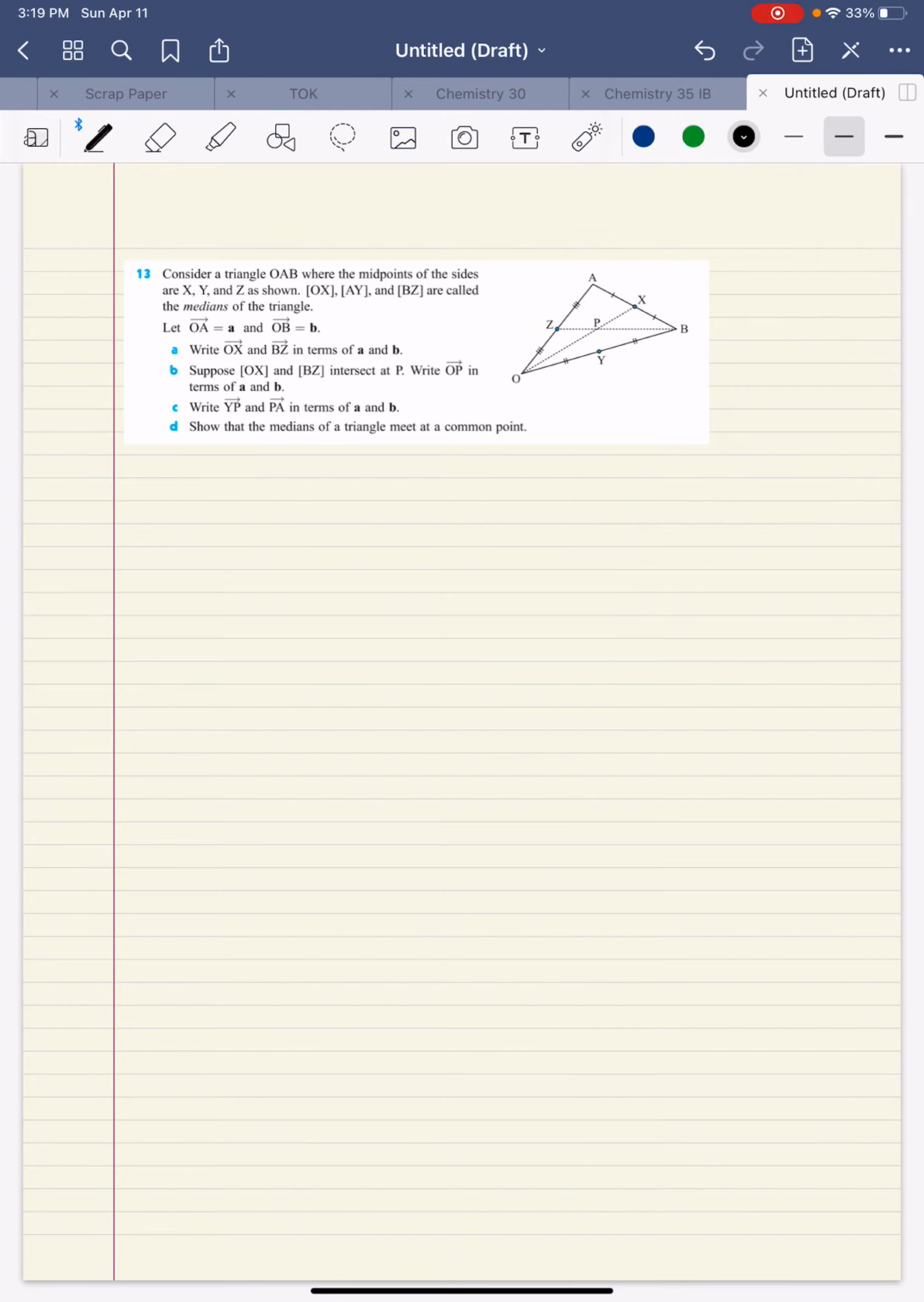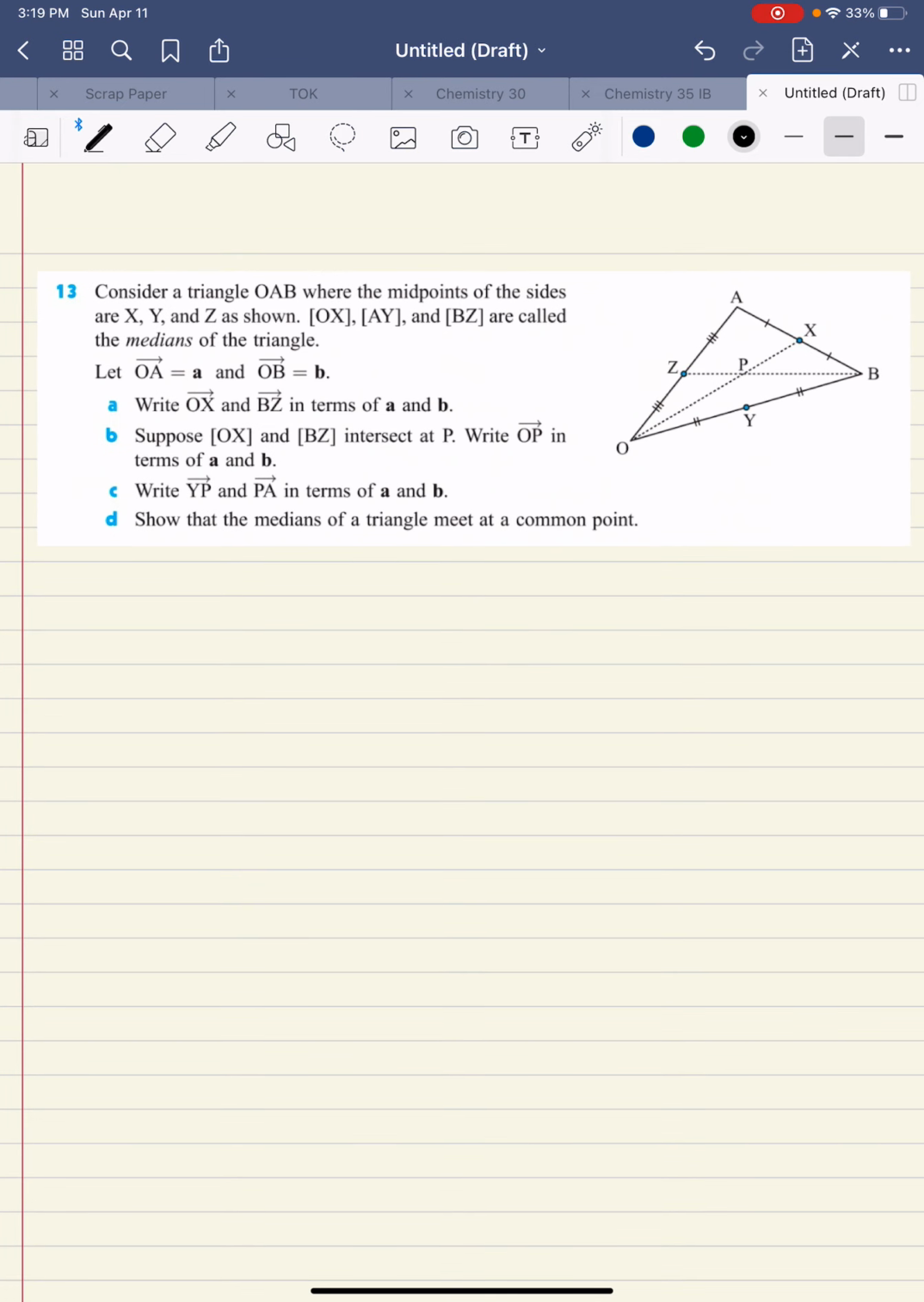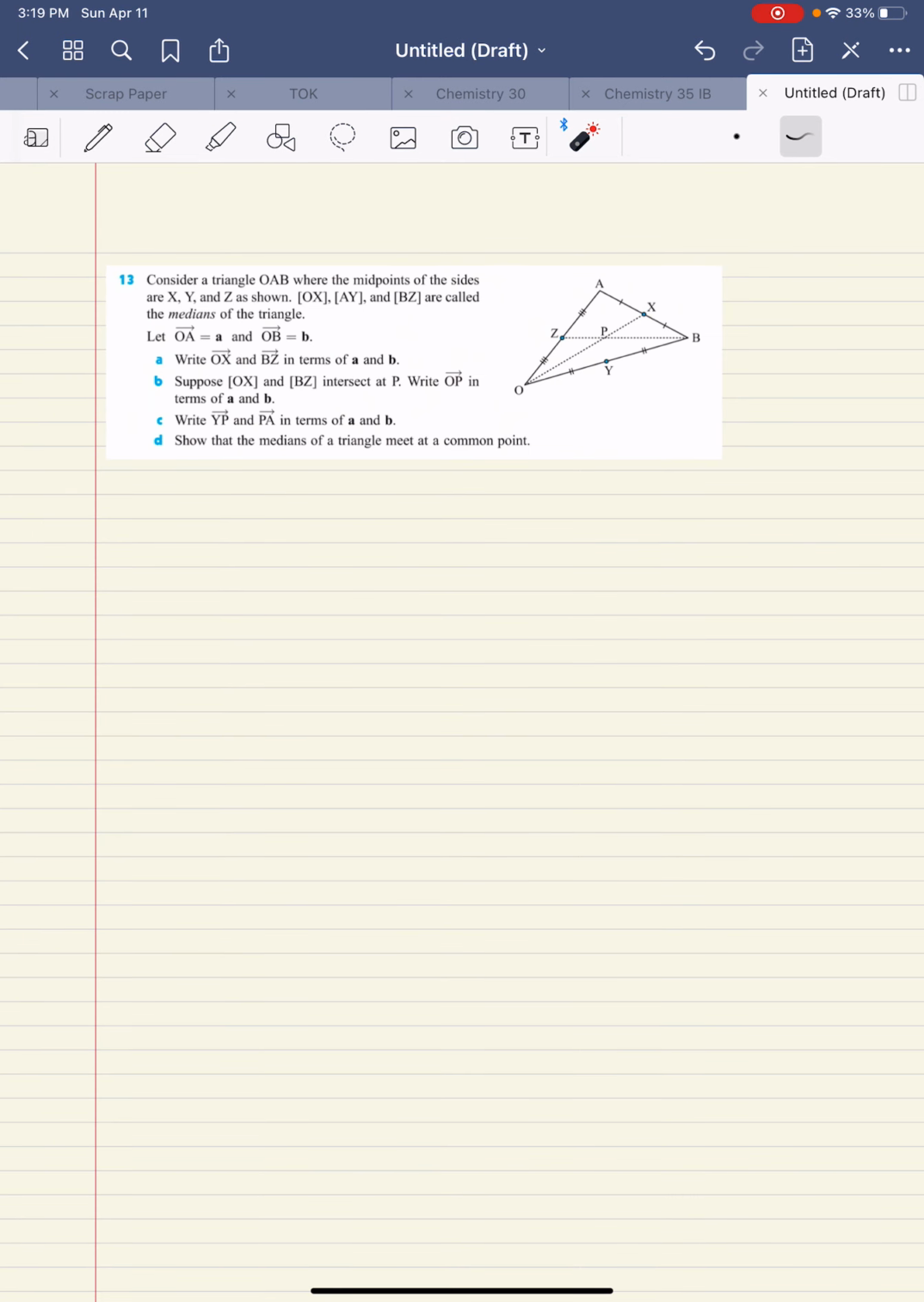Okay, hi. Today we're going to be doing a practice question for vectors, and this is a tricky one, so we'll just go through it. Okay, so question 13. Consider a triangle OAB where the midpoints of the sides are X, Y, and Z as shown. OX, AY, and BZ are called the medians of a triangle.